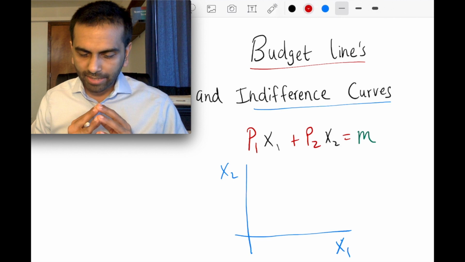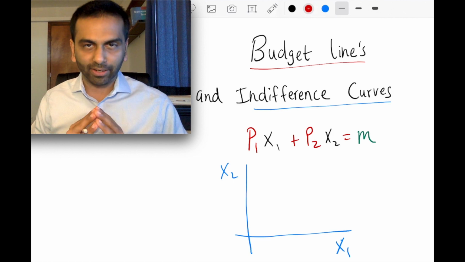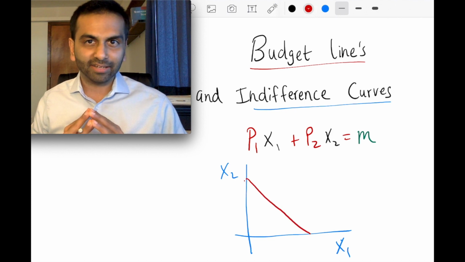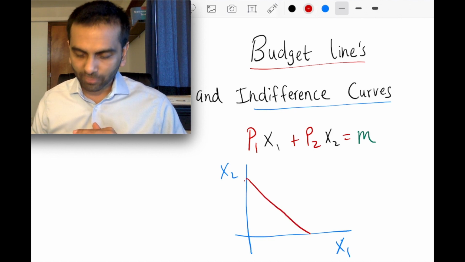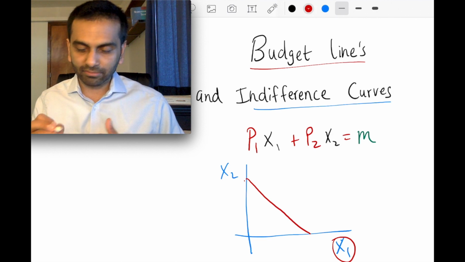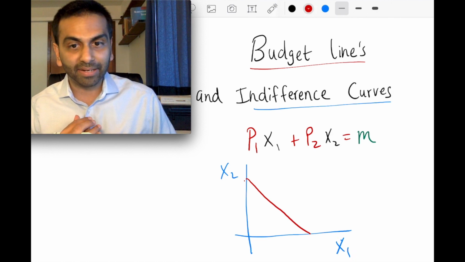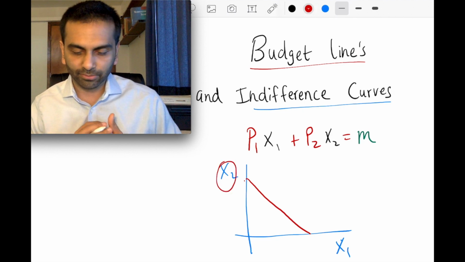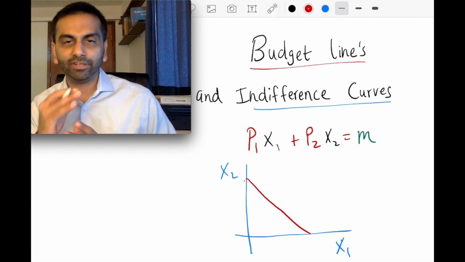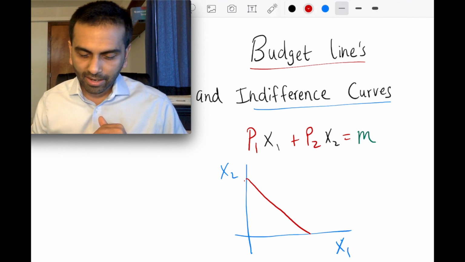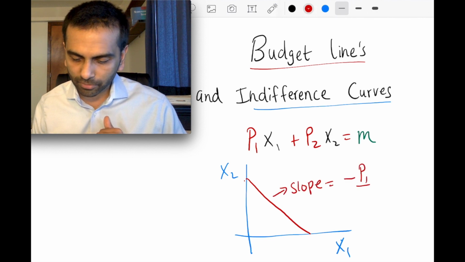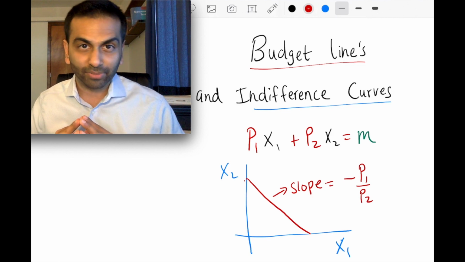So now, long story short, when you end up graphing this line, it has a negative slope. The reason it has a negative slope is basically because if you want to have more apples, then you'll have less money to spend on bananas, and so therefore you're going to end up buying a lesser quantity of X2 of bananas. And so the more of one good you have, the less of the other good you have. Specifically, the slope of this budget line is always negative P1 over P2. It's always negative the price ratio.